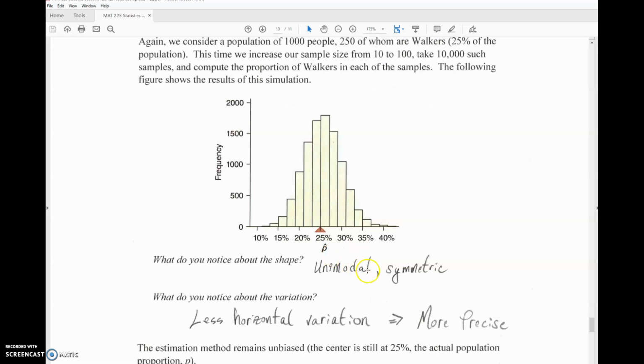And what do I notice? It's unimodal symmetric. And it has a lot less variation. I didn't see any guys out here at 60, 70, 80%, right? I don't even see much down here, 0. It's really squeezed in there around the 25%, around the population proportion of 25%. The vast majority are doing a really good job getting close to 25%.